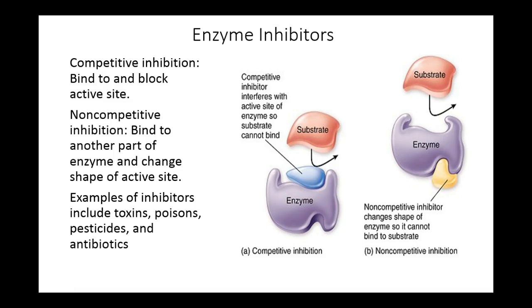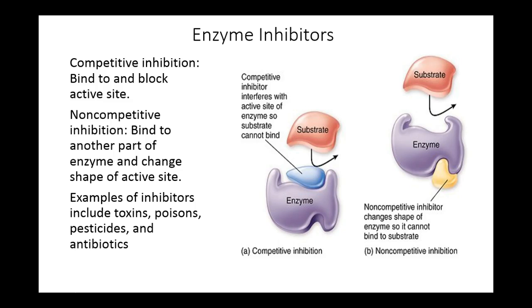Enzymes can be inhibited in various different ways. One way is to be competitively inhibited. Again, with the activation site and that substrate coming in, if you have a chemical that is acting as a competitive inhibitor, it can bind to the activation site of the enzyme, and then the substrate can't bind.